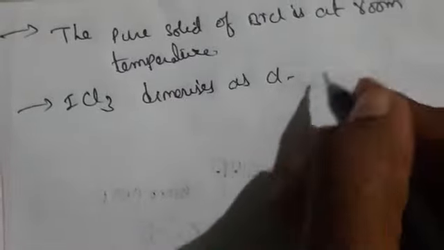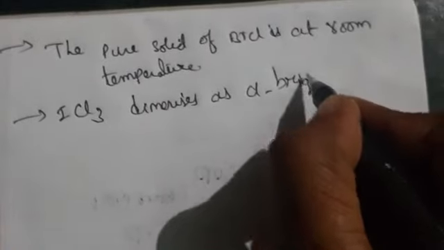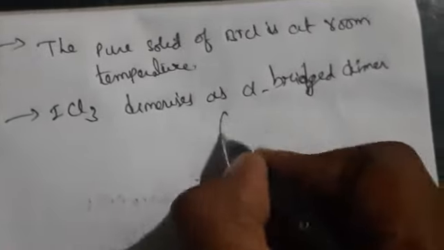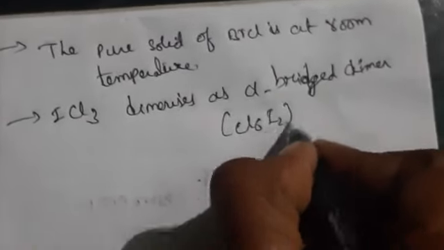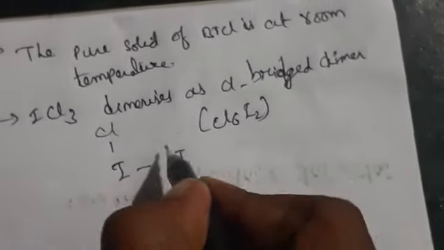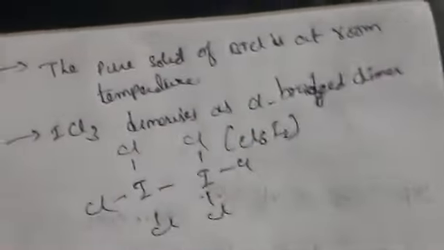It dimerizes, meaning it forms a Cl-bridged dimer, so I2Cl6 it will form. So like this it will be forming, with Cl, Cl, Cl, Cl, Cl. It is a bridge type of compound. So these types of compounds, like ICl3, dimerize as Cl-bridged dimers. And also these are all covalent compounds, we can say.